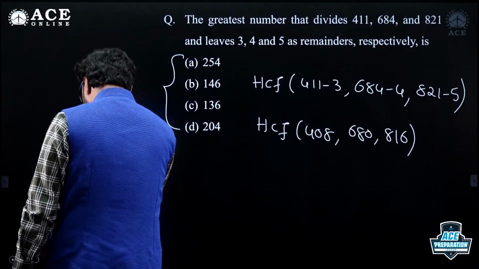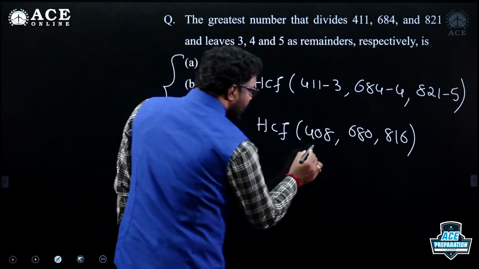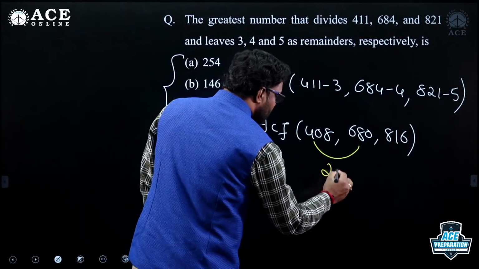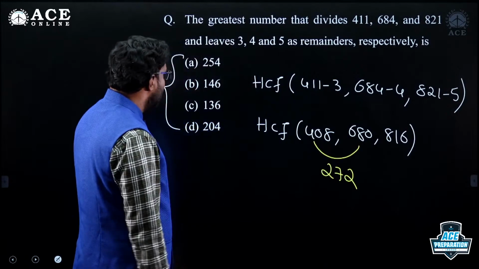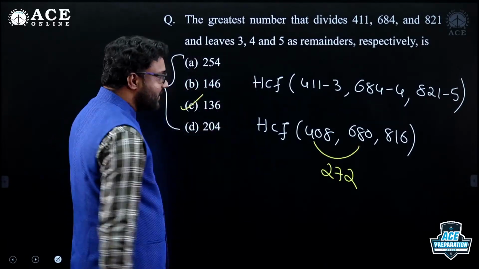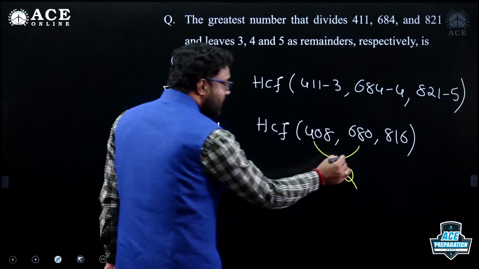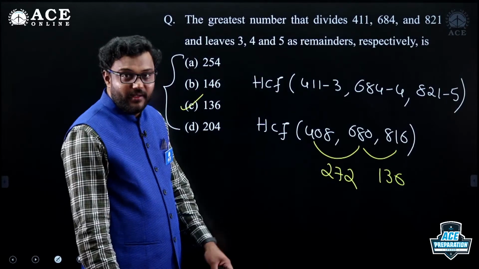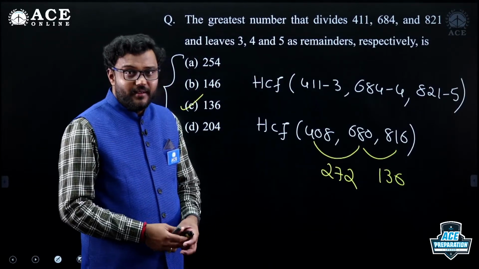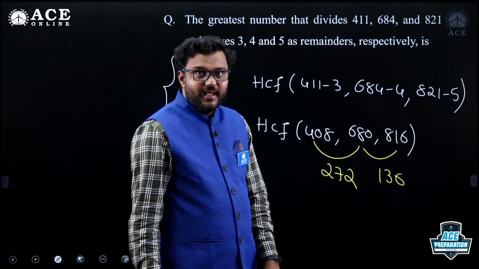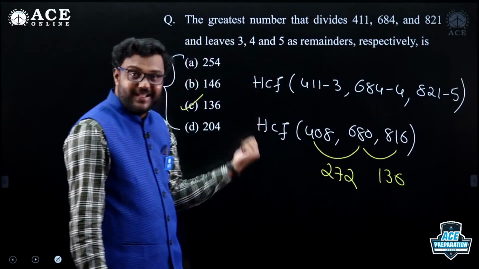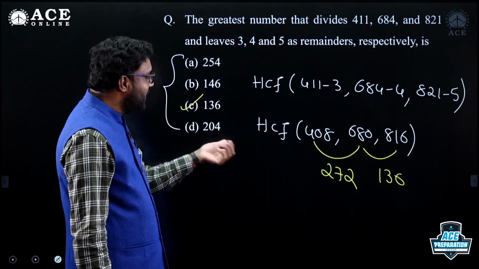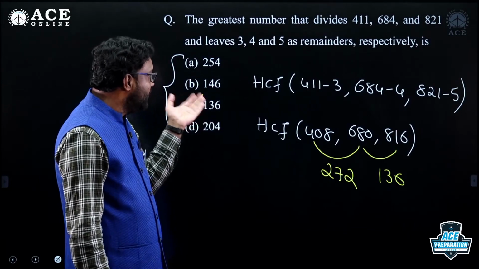I can use the difference between the numbers. Here the difference is how much, my dear friends? 272. Okay, 272. The option which divides 272 is 136. Here the difference is 136 exactly. Okay, see that point, the differences are helping. The difference here is 136. This 136 should be divided by your answer. This 272 should be divided by your answer. Only one option dividing 136 or 272 is 136 only.